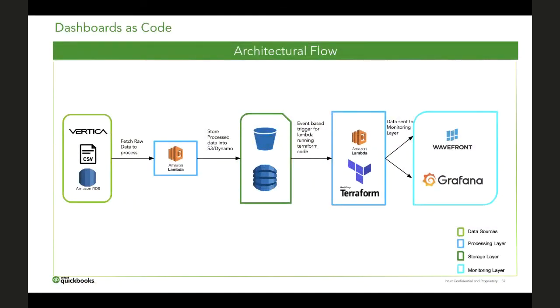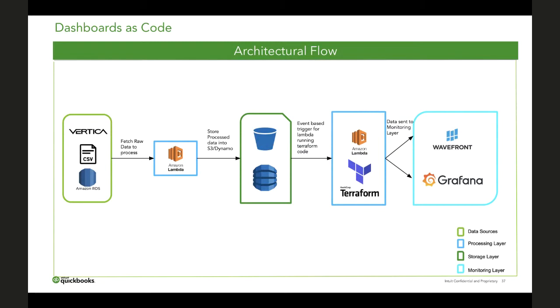So this is the architectural flow for this framework that we have. You start out on the left-hand side from the data sources that we have. It could be an analytical database like Vertica or a static CSV file. And in the end, it could be just an Amazon RDS in which the data is sitting.